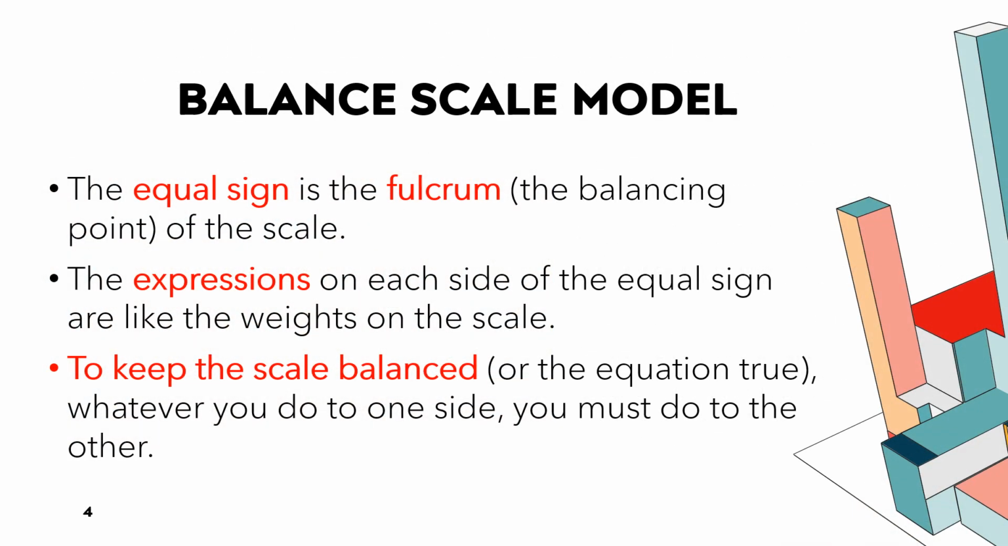An equation is like a balanced scale. First, the equal sign is the scale's fulcrum, the balancing point. Second, the expressions on each side of the equal sign are like the weights on the scale. Most importantly, to keep the scale balanced, or the equation true, whatever you do to one side, you must do to the other.